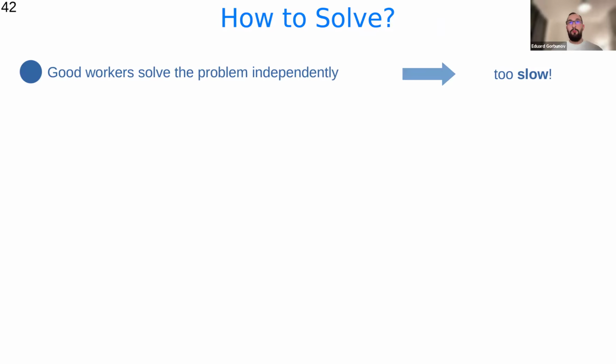In this scenario, there are multiple approaches to how we can solve this problem. The first idea that comes to mind maybe is to ignore all collaboration and just let the good workers solve the problem independently. But of course, this will be too slow because the whole idea of collaboration vanishes.